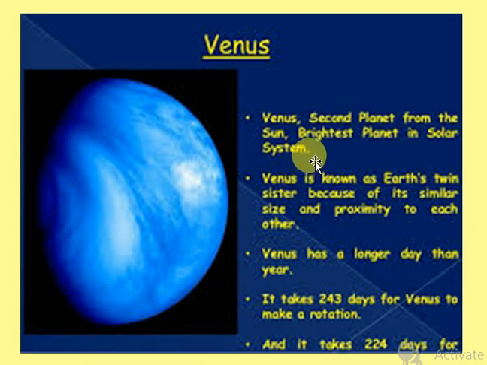It is the second planet from the Sun and the brightest planet in the solar system. Venus is known as Earth's twin sister because of its similar size and proximity to each other. Venus has a longer day than year, and it takes 243 days for Venus to make a rotation.